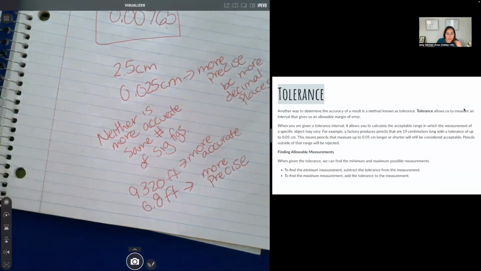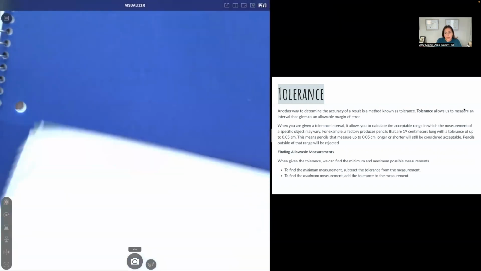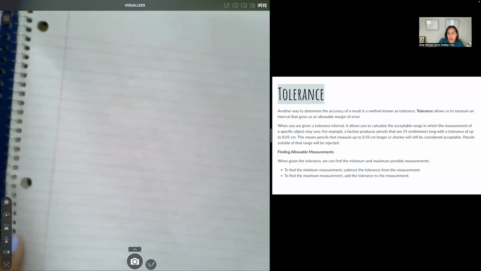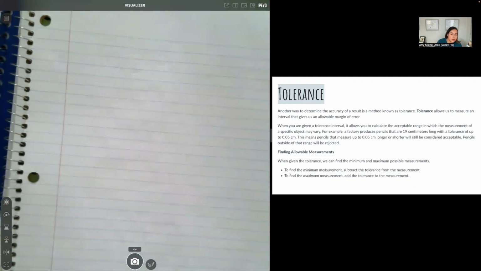Okay, tolerance, the last part of this lesson. Another way to determine the accuracy of a result is a method known as tolerance. Tolerance allows us to measure an interval that gives us an allowable margin of error. So how much you can differ from the exact point that they want you to get.